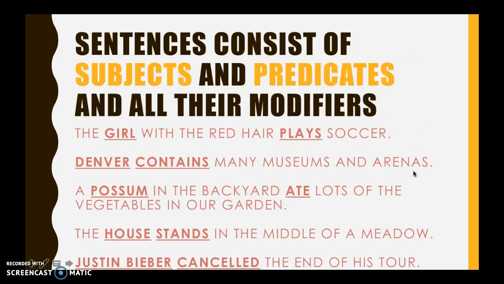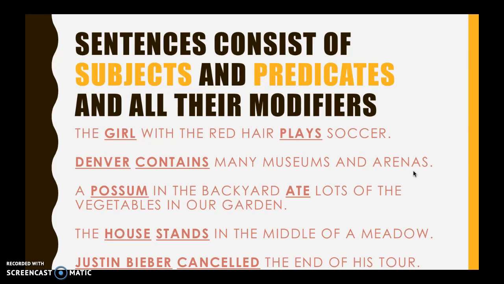Right now, look at what happens when you put the subjects and predicates and all of their modifiers together. Modifier is really just a fancy word for describer or something that completes an idea. For example, in the first sentence, the girl with the red hair plays soccer. If we had to really reduce this, it's about a girl and she plays. That's your simple subject and predicate. All of the other things just complete or give you extra information. She has red hair, and she's playing soccer.